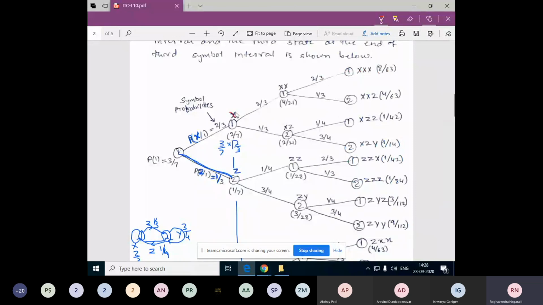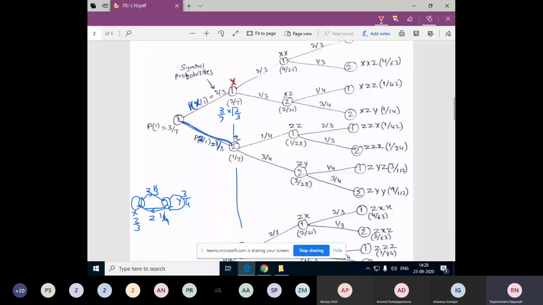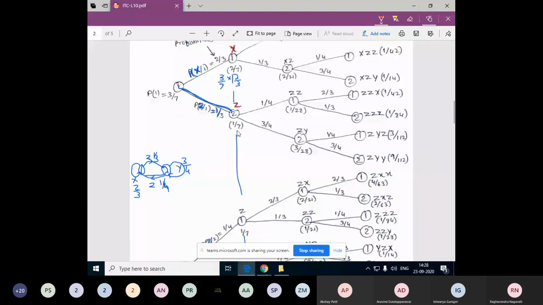So X is the symbol emitted here. In a similar way, here we have the symbol emitted, that is Z. And what is the total probability at this state? Multiply these two: the probability with which this initial state is occurring and the probability with which a symbol is emitted during the transition from 1 to 2. So the total probability at this state is 3 by 7, the probability of the initial state, into 1 by 3.